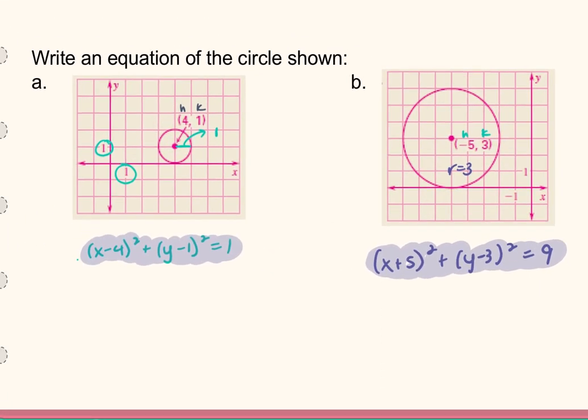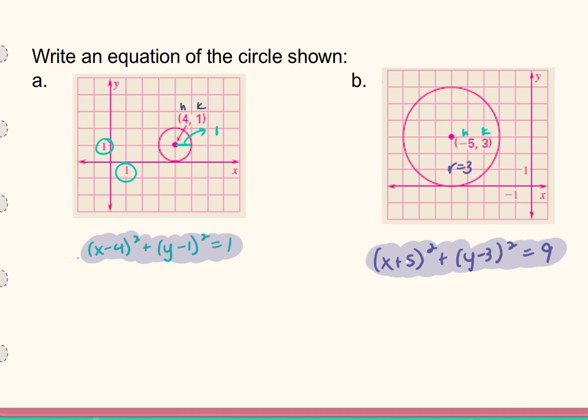Questions on either of those? Honestly, this lesson should be so easy. The things people make mistakes on are forgetting to square the radius and then messing with the signs. So just be careful on that stuff. Pretty easy. It should be.